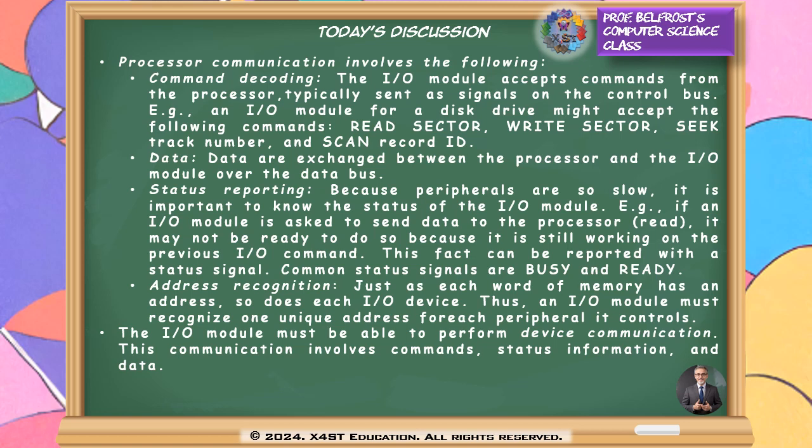The fourth is address recognition. Just as each word of memory has an address, so does each I/O device. Thus, an I/O module must recognize one unique address for each peripheral it controls, or if it controls multiple devices, it has a set of unique addresses. Next, an I/O module must also be able to perform device communication, which is the third one. This communication involves commands, status information, and data.